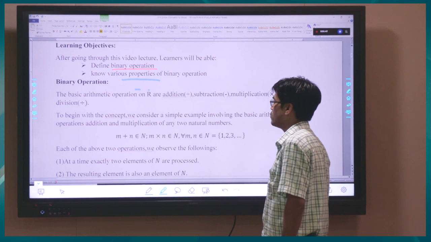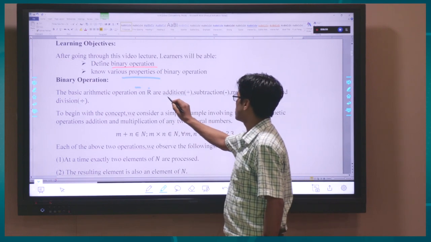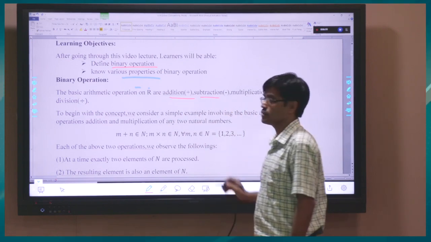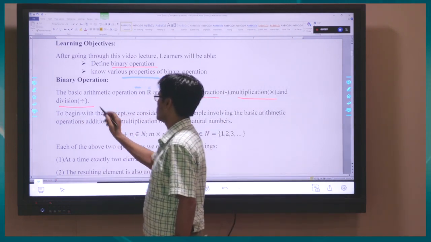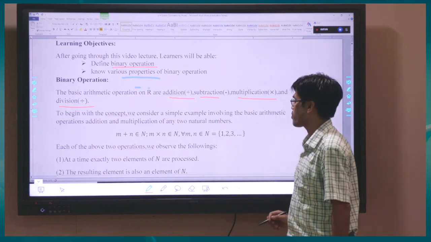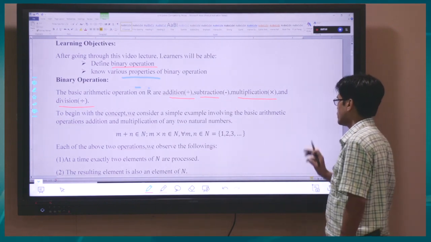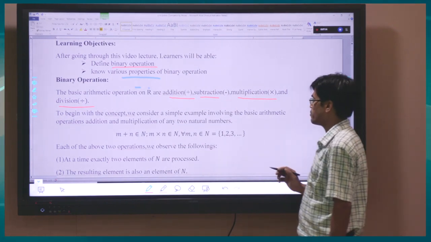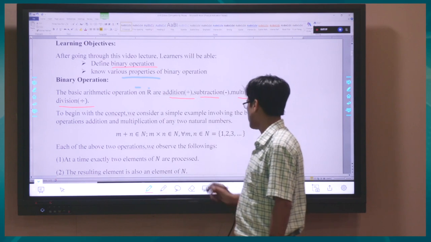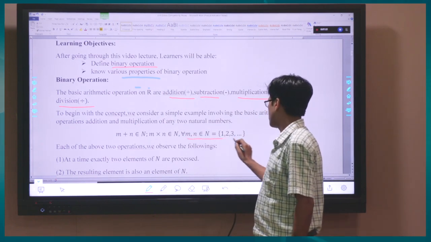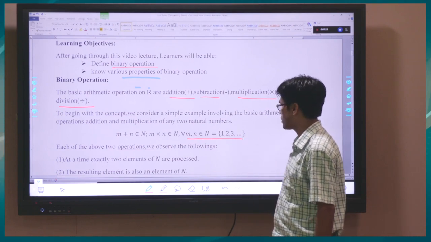So we all know that there are four basic arithmetic operations: addition, subtraction, multiplication and division. So these four binary operations already we know. To begin with the concept, we consider an example involving the basic arithmetic operations addition and multiplication of any two natural numbers. Suppose here m and n belong to natural numbers, m and n any two natural numbers.